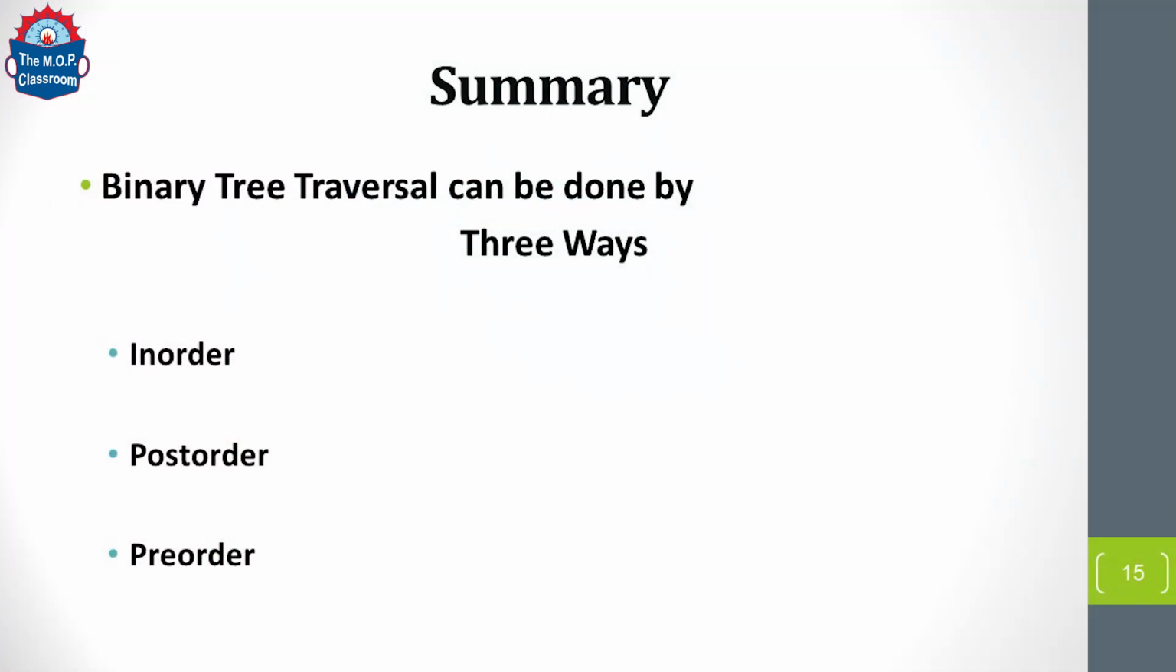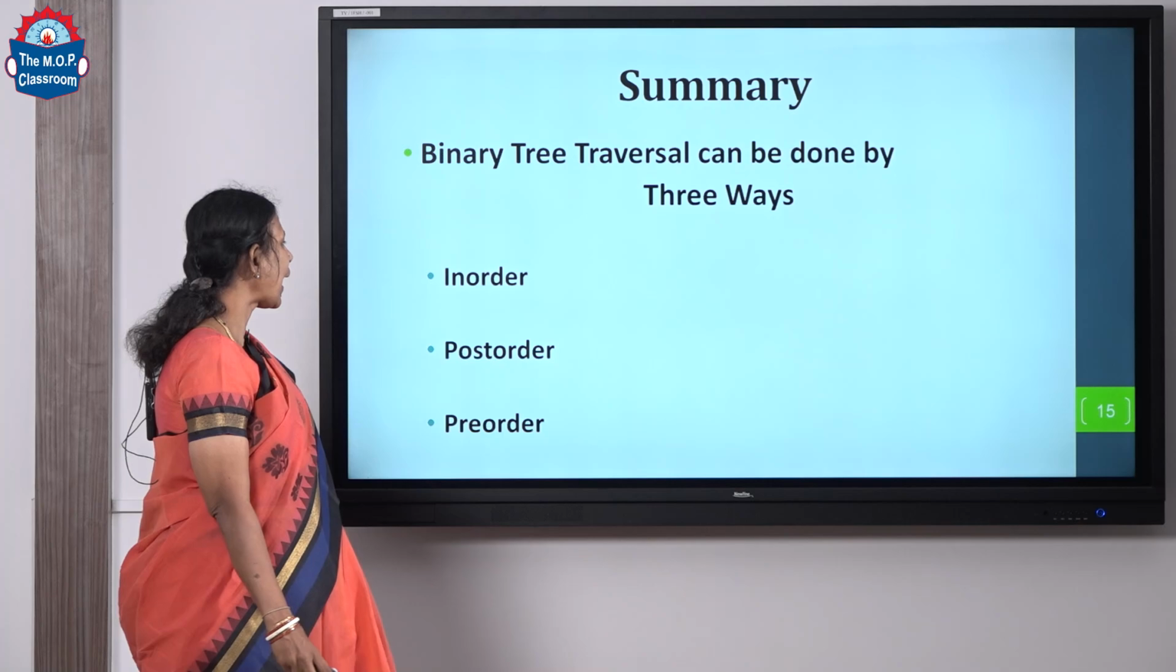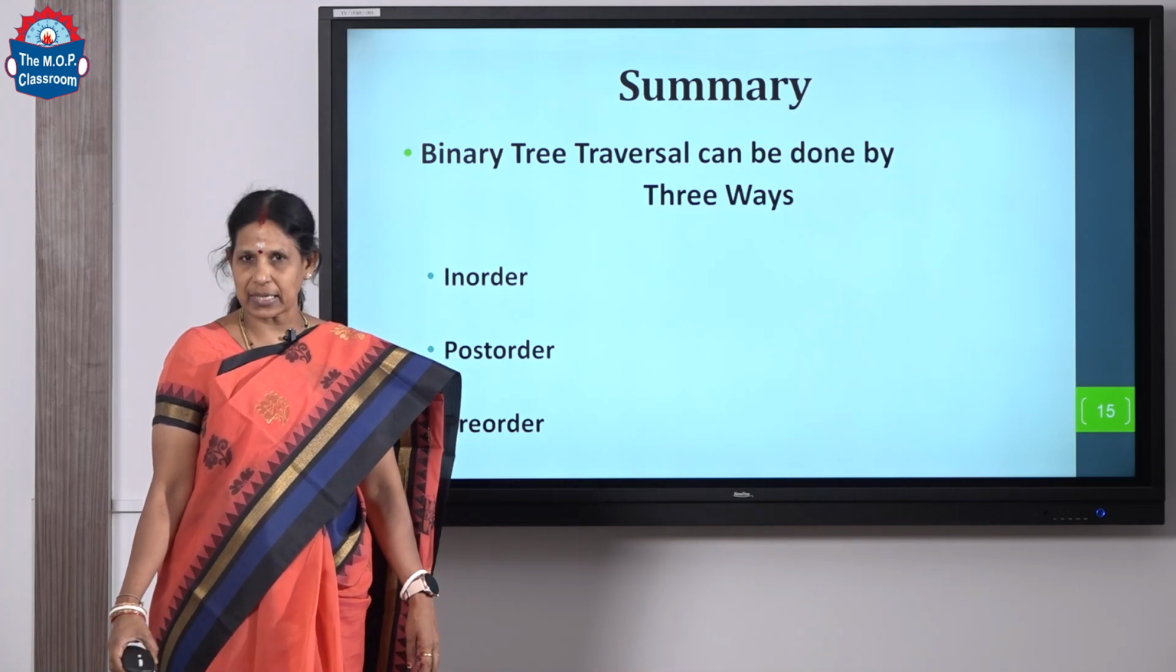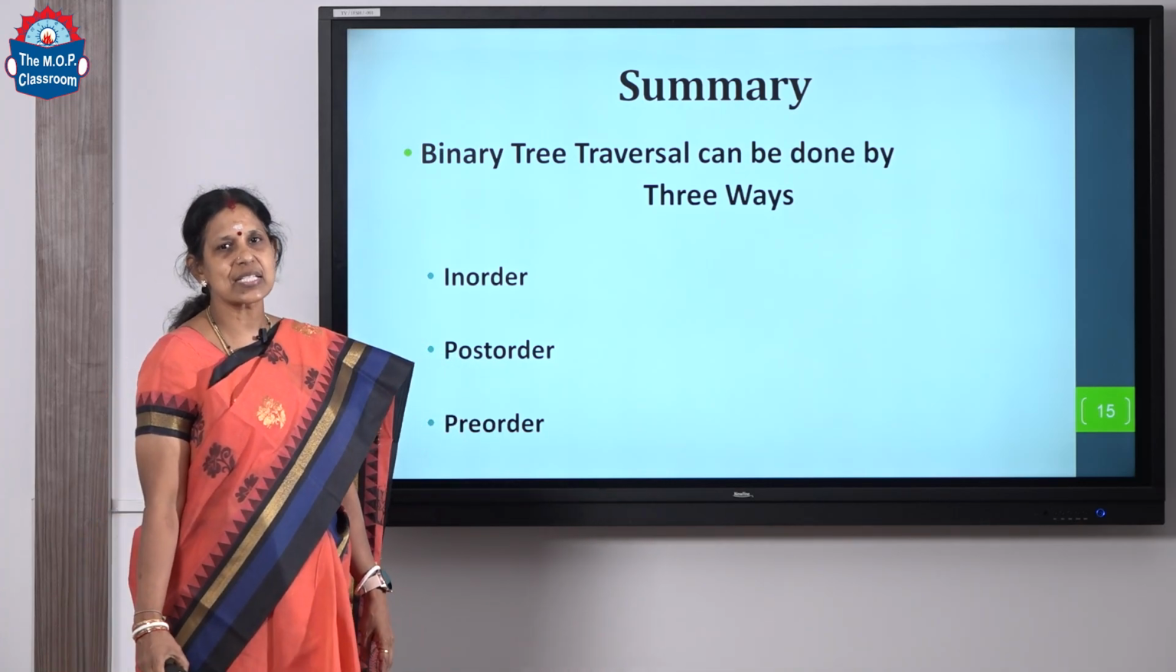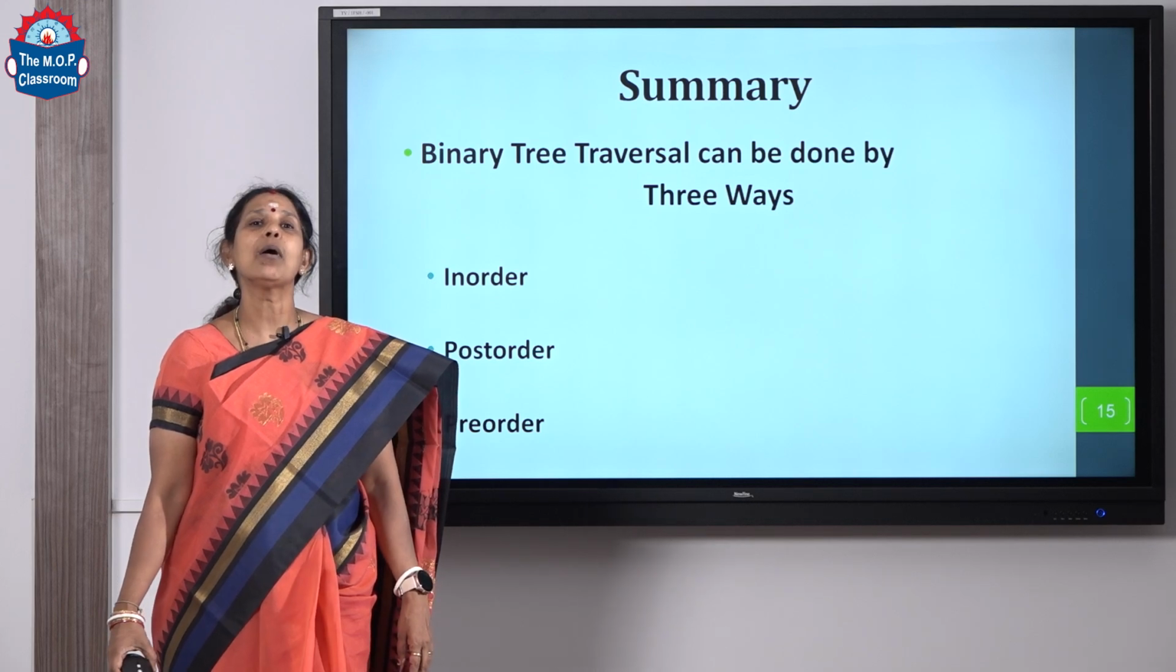So, we can summarize. Using binary tree traversal, we can visit the tree in three ways: in-order, pre-order and post-order.